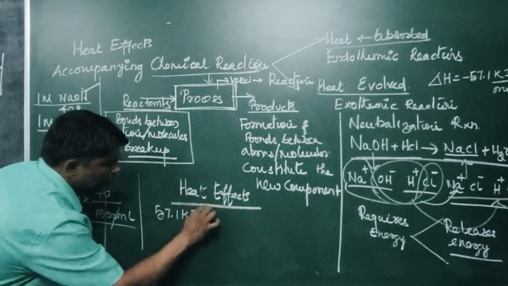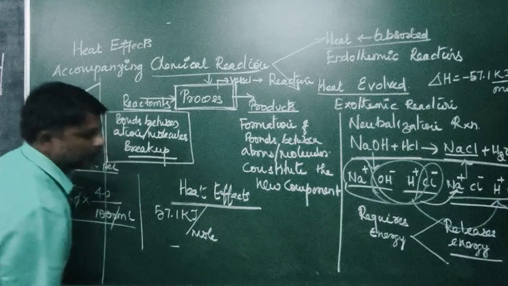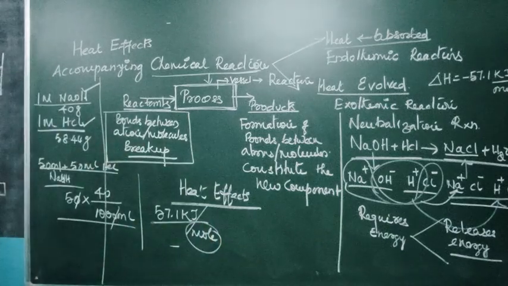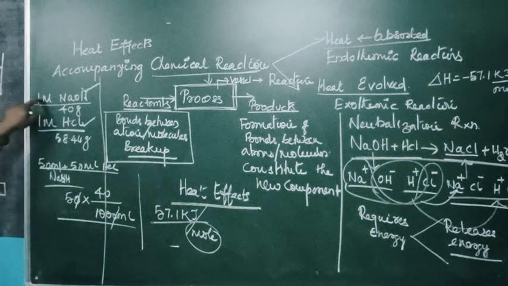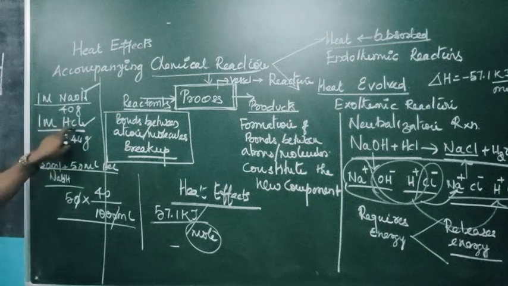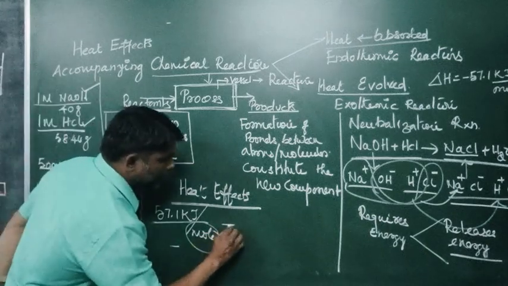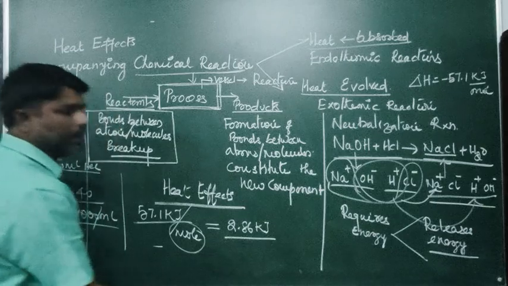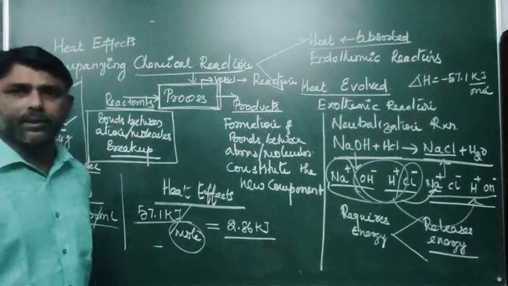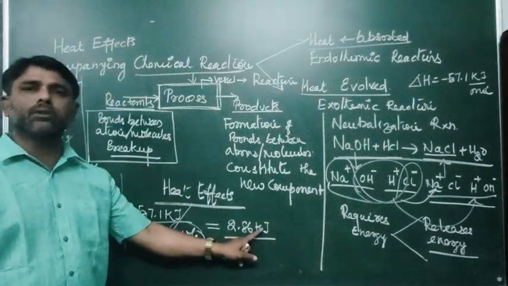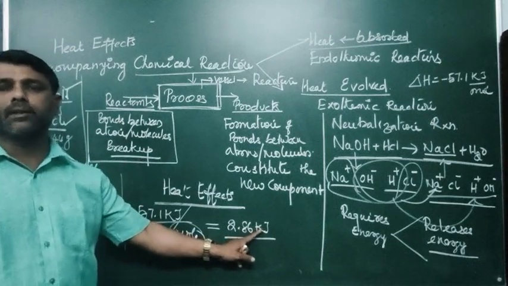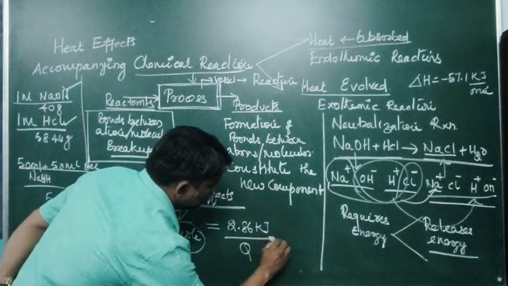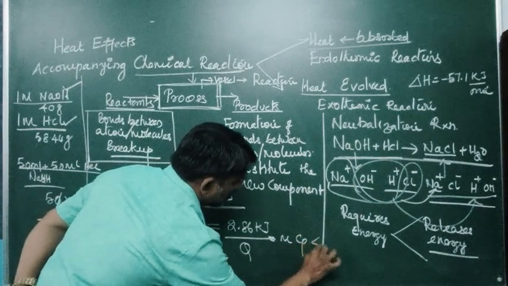57.1 kilojoules per mole. How much substance is prepared? The mole basis is known. Calculate the amount of heat released during the reaction of 50 ml of 1 molar NaOH solution and 50 ml of 1 molar HCl solution. This calculation provides 2.86 kilojoules of heat evolved from the reaction. What about the rise in temperature? Q is equal to m Cp dT.